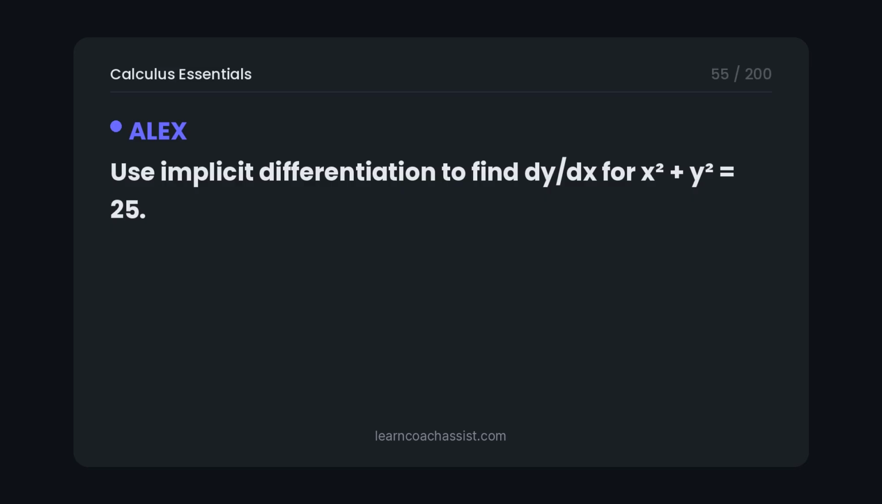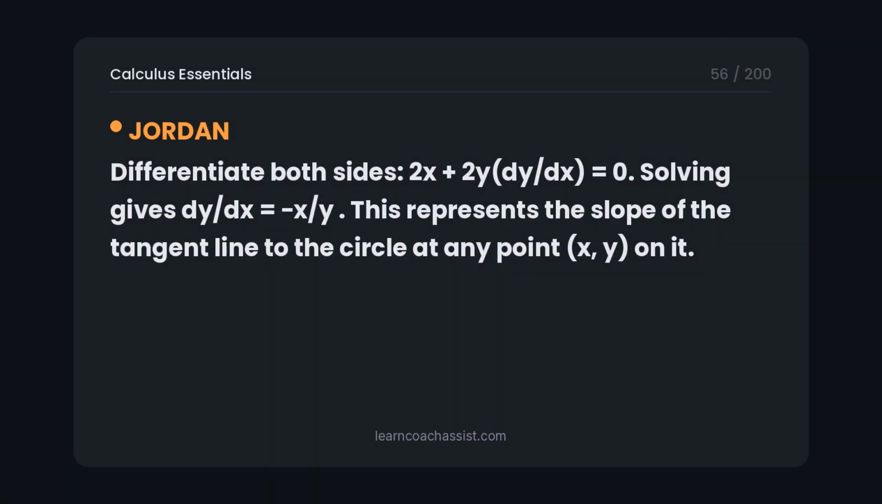Use implicit differentiation to find dy/dx for x squared plus y squared equals 25. Differentiate both sides: 2x plus 2y dy/dx equals 0. Solving gives dy/dx equals minus x/y. This represents the slope of the tangent line to the circle at any point (x, y) on it.